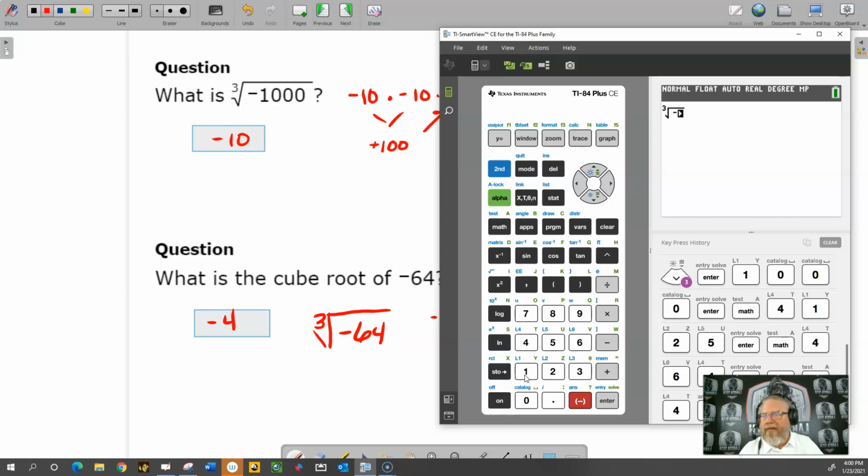Our negative sign is right down here by the enter. So I'm going to put negative, in this case 1,000, one more there, and hit enter. And you see indeed it is negative 10.